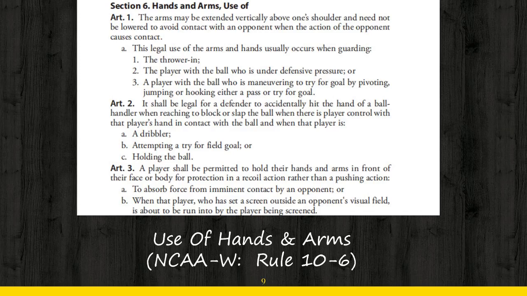Article 1. The arms may be extended vertically above one's shoulder and need not be lowered to avoid contact with an opponent when the action of the opponent causes contact. In rebounding action, there will be contact. Certain contact will be legal. Other types of contact will be illegal.